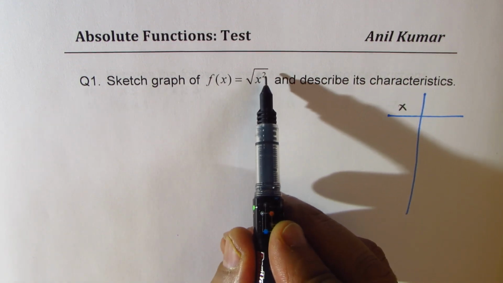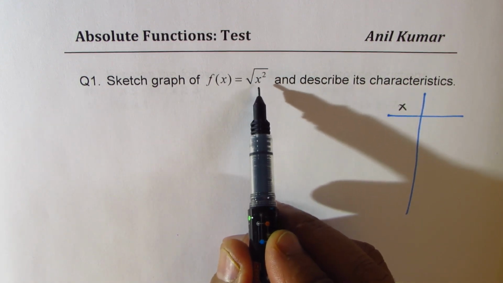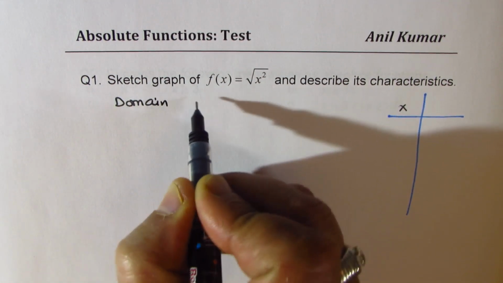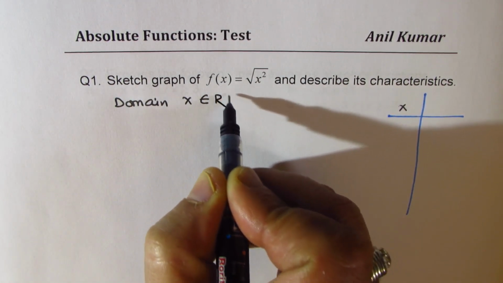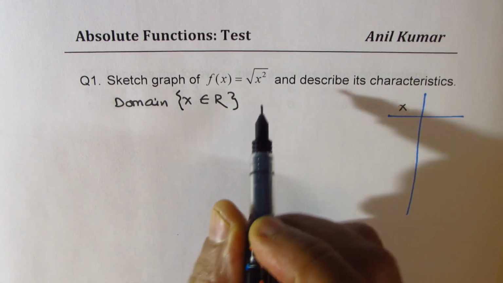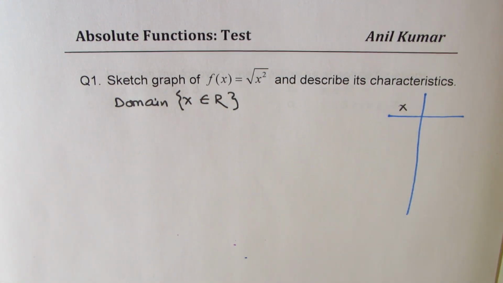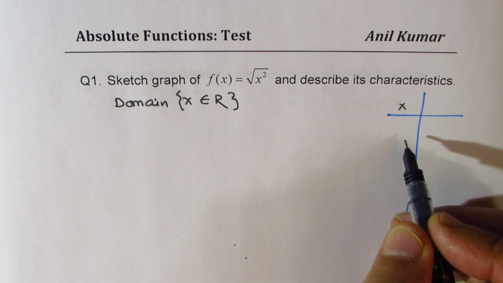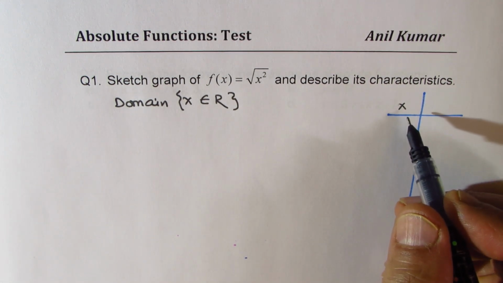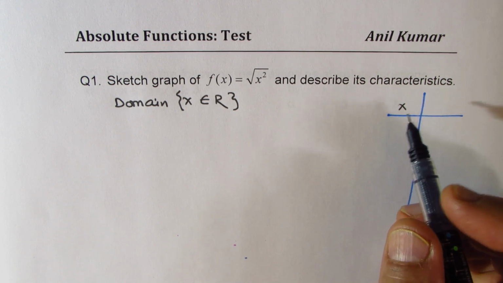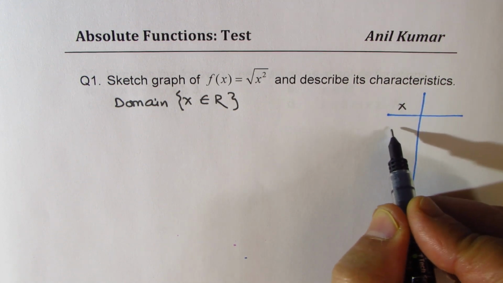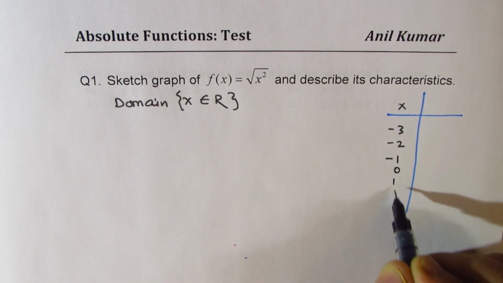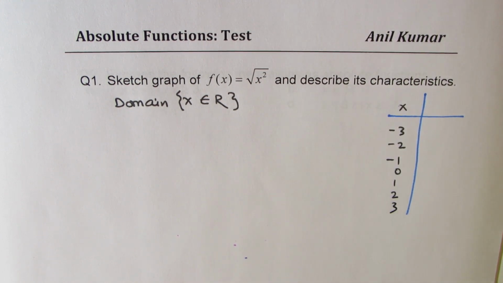So let's take some values for x. Now when x squared is within the square root, then domain is what? Domain is x belongs to real numbers, right? Since it is non-negative, right? So we'll take some values of x which are perfect squares. Well, we could take any value. Well, let's take values like minus 3, minus 2, minus 1, 0, 1, 2, and 3.